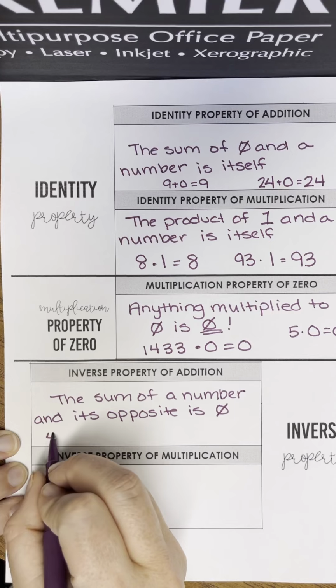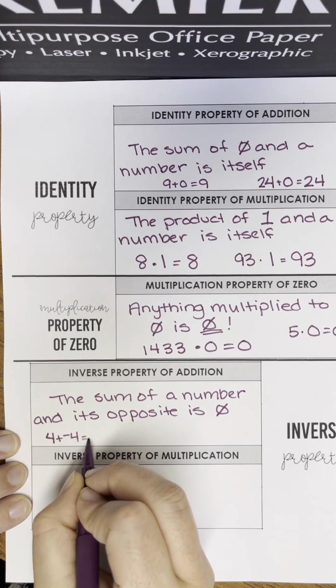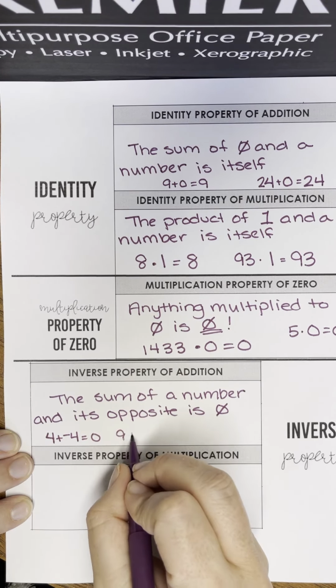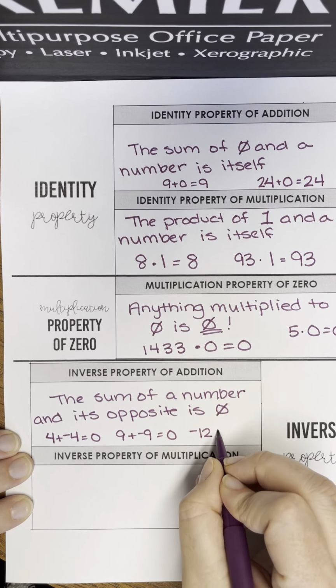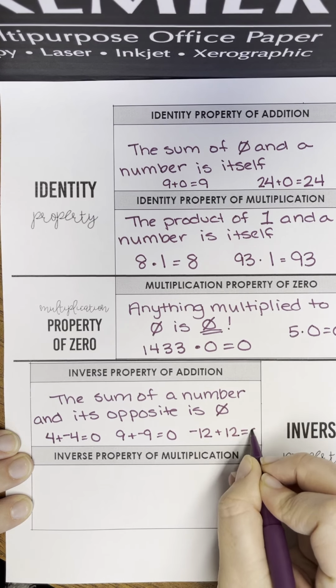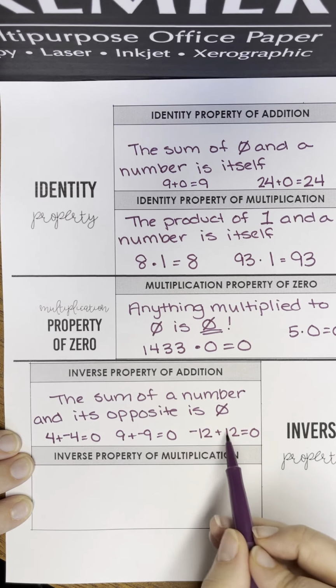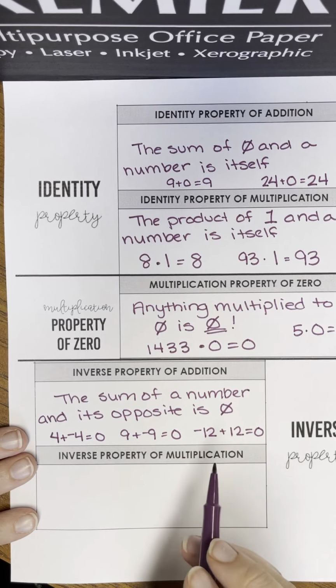Okay, so 4 plus -4 is 0. 9 plus -9 is 0. -12 plus 12 is 0. Okay, they're the inverse because they're the opposites. And when we add them together, we get 0.